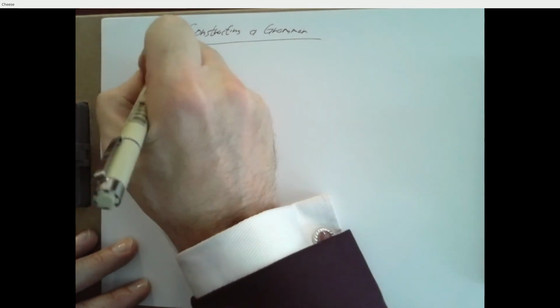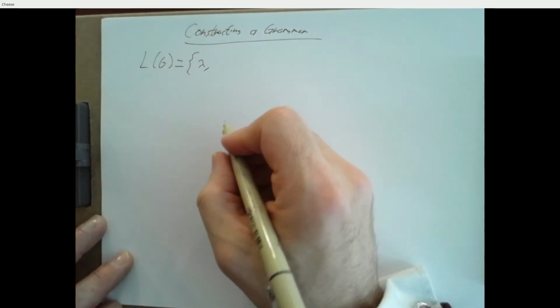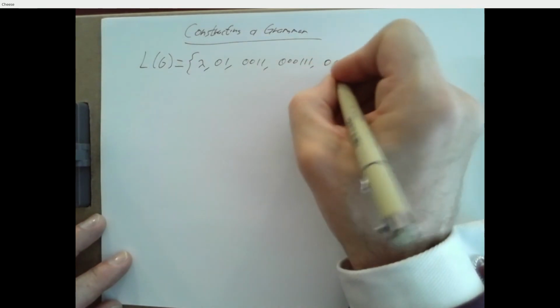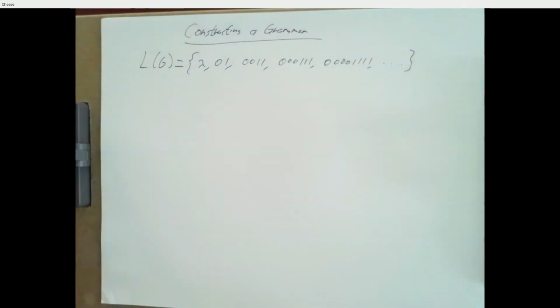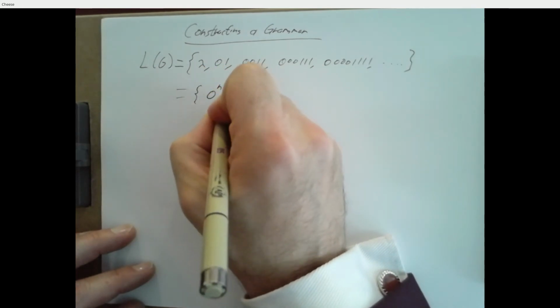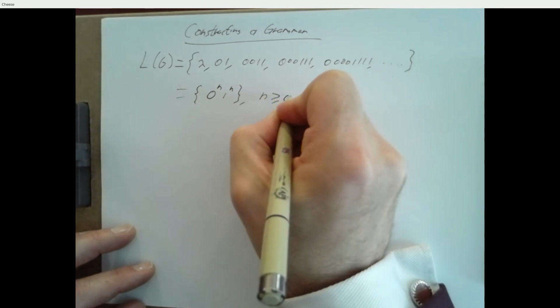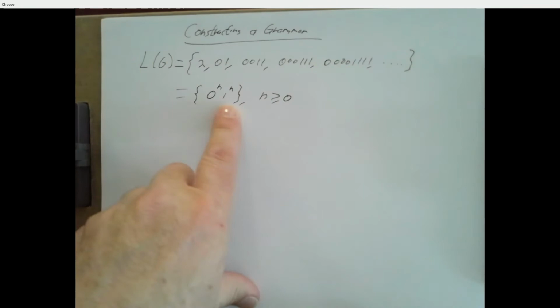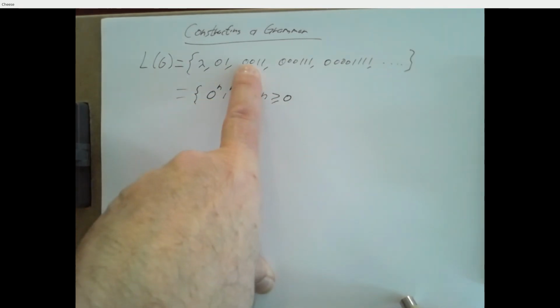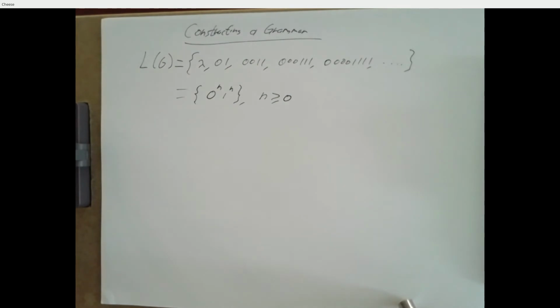We'll do one or two of these, and then I'll leave you to think about it. Suppose we know that the language of this grammar consists of the following: the empty string, a 0 followed by a 1, 2 zeros followed by 2 ones, 3 zeros followed by 3 ones, and so on. We could write this in our new shorthand as 0 to the n, 1 to the n, where n is bigger than or equal to 0. If n is 0, this is no zeros followed by no ones, that's the empty string. If n is 1, it's a 0 followed by a 1. If n is 2, it's 0, 0 followed by 1, 1, and so on. We'd like to construct a phrase structure grammar whose language looks like this.